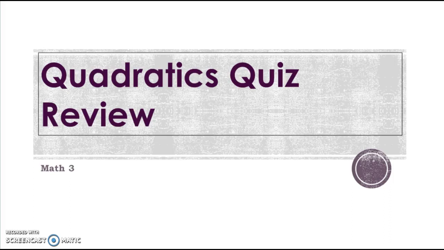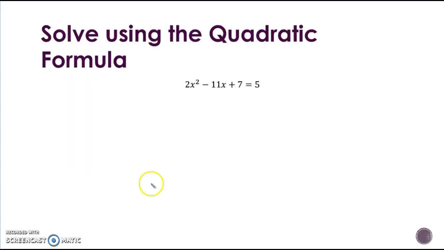So now for this video, we're going to go back and review everything quadratics to get ready for our upcoming quiz. So to start with, we solve by using the quadratic formula. Recall the quadratic formula is negative b plus or minus the square root of b squared minus 4ac all over 2a. Now before we find a, b, and c, we want to make sure it's set equal to 0.